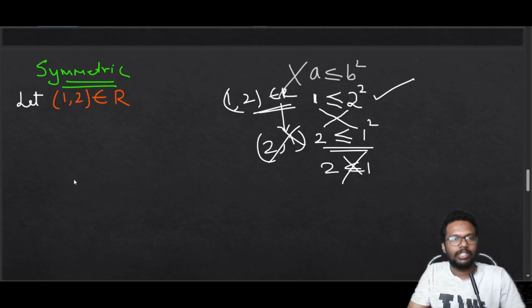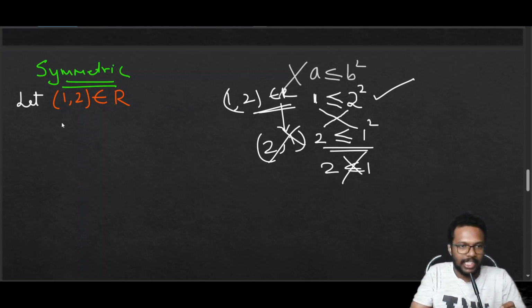So we have to consider (1, 2) belongs to R. Means 1 is related to 2, which is present in R, because it satisfies 1 less than or equals to 2 squared. So (1, 2) belongs to R.